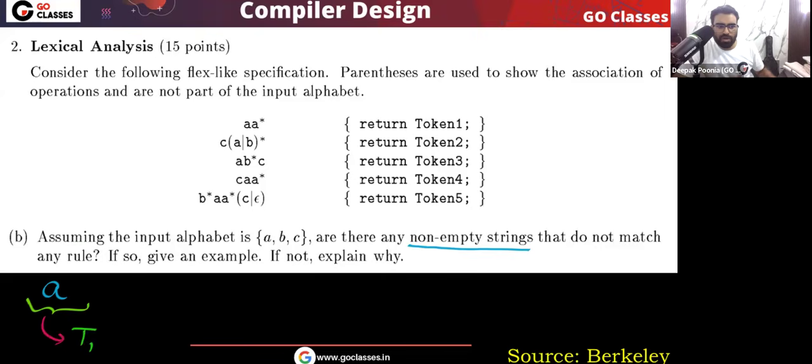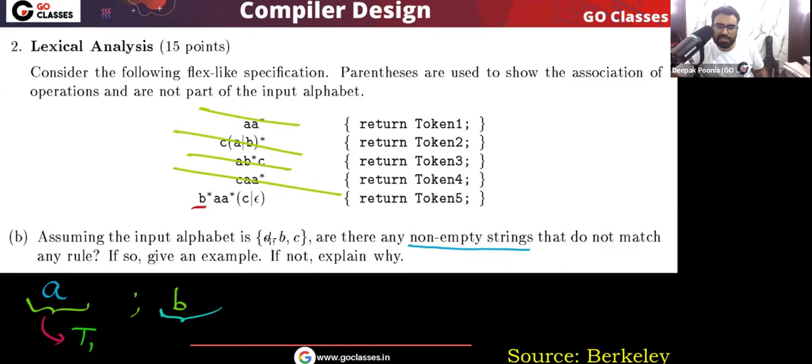Very simple. What about B? Consider all the one length strings: this is one length string A, another is B, another is C. Let's consider this B. Tell me, for this string B, what will be the tokenization? When you read this symbol B, the first regular expression is out of the race, and so are the others.